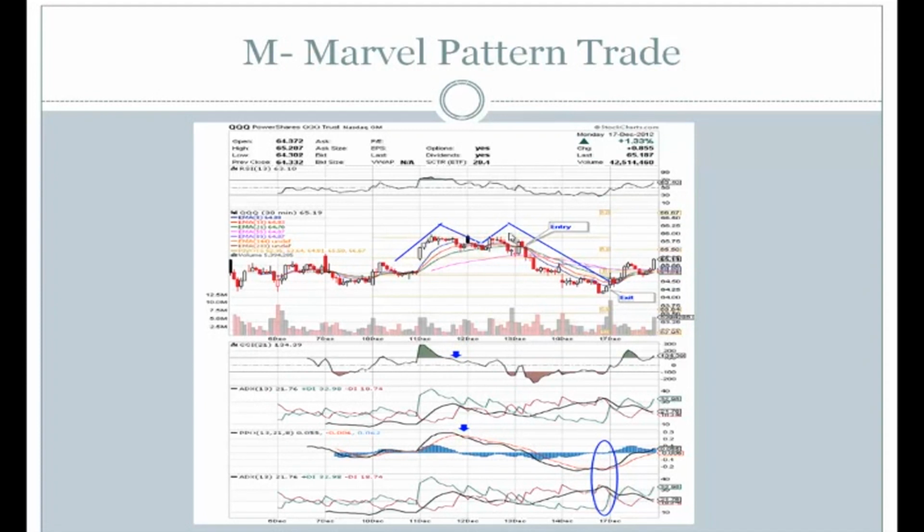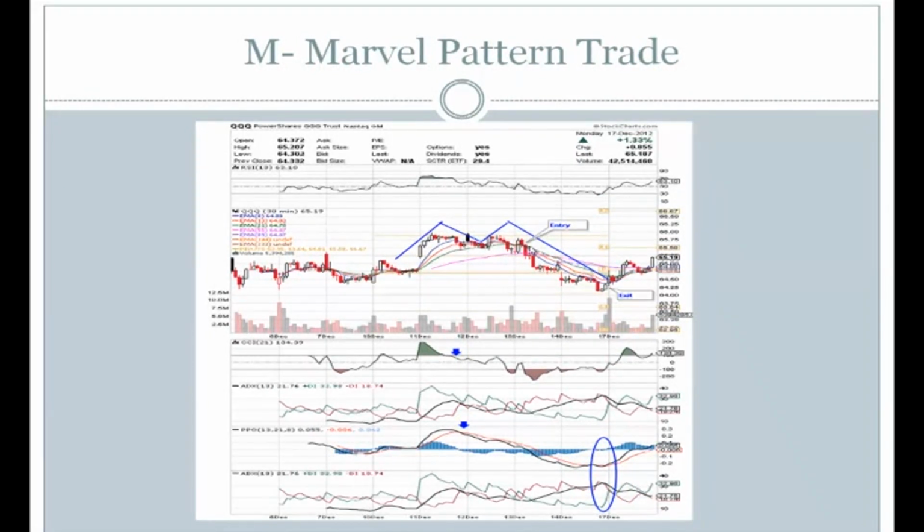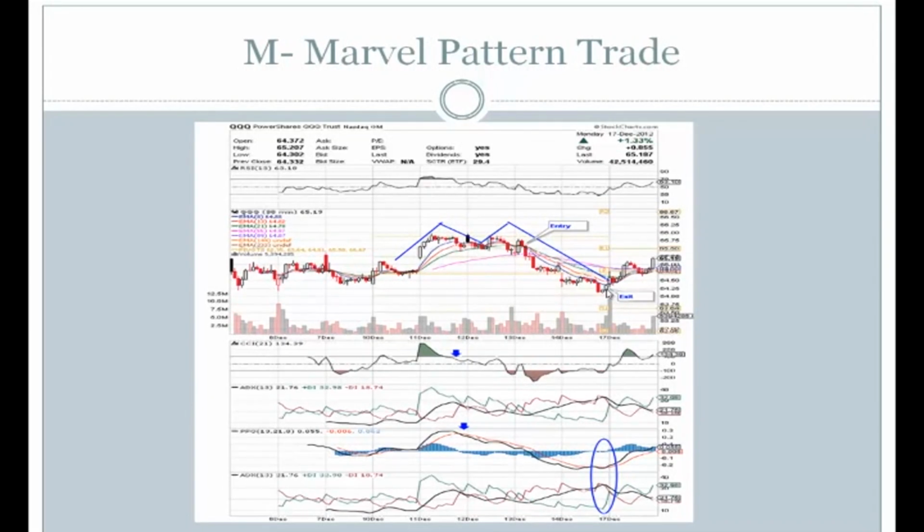this is a point and this was a point. This was kind of a rogue candle, and this was the bottom of the middle of the M. You would enter here, and this is our exit.